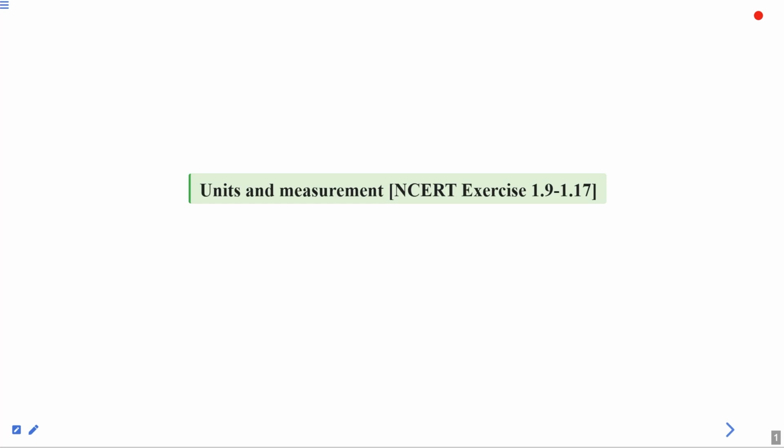In this class, we will go through the last set of exercises in the NCERT. Okay, so we are going to go through 1.9 to 1.17. So that will be like 9 questions, right? 9 questions.